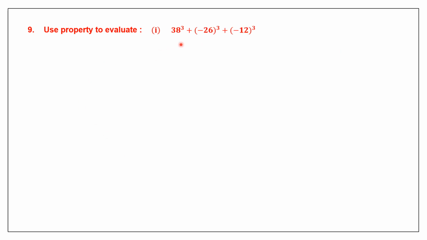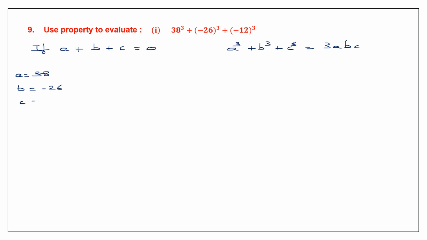Now here also, question 2, let's see whether we can apply the same thing here. So if a plus b plus c is equal to 0, then we can apply this: a cube plus b cube plus c cube is equal to 3abc. So now let's check and see whether we get a plus b plus c equals 0. So what is a? 38, b is negative 26 and c is negative 12. So a is equal to 38, b is equal to negative 26 and c is equal to negative 12. Now let's apply a plus b plus c. So 38 is a, plus b which is negative 26, plus c which is negative 12.